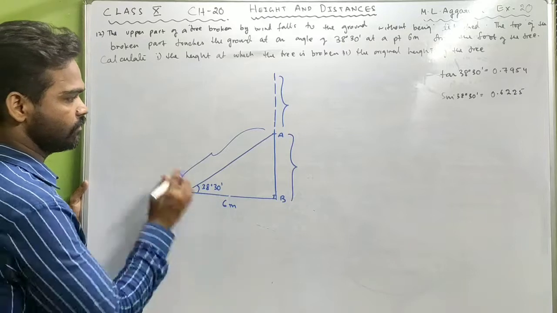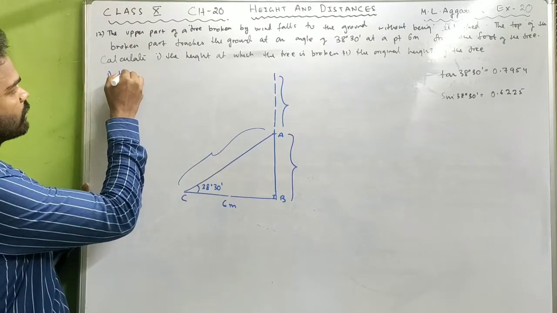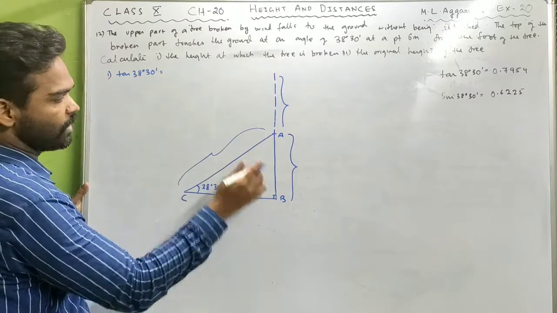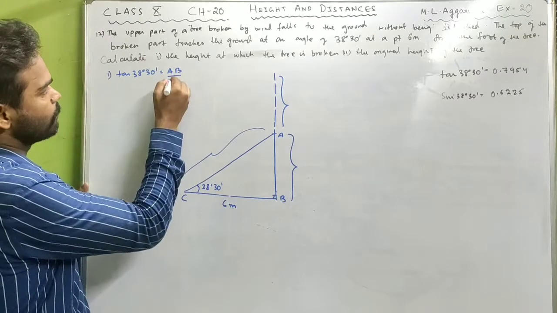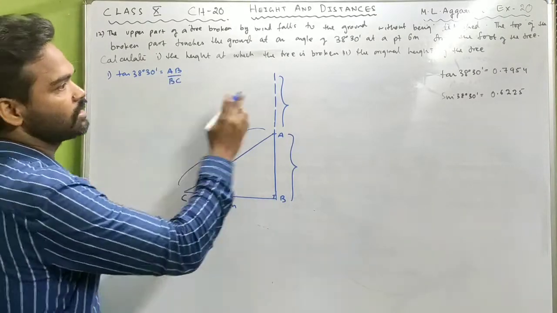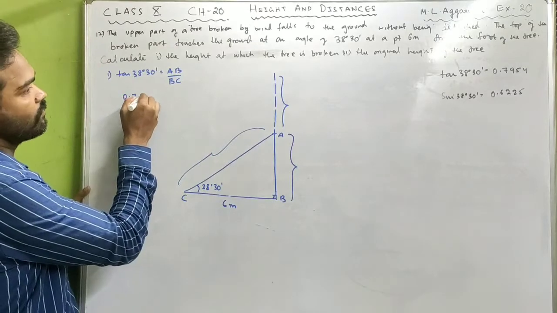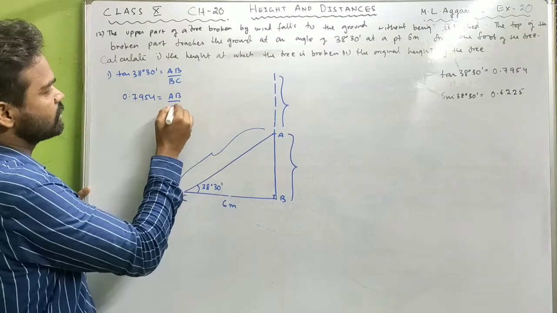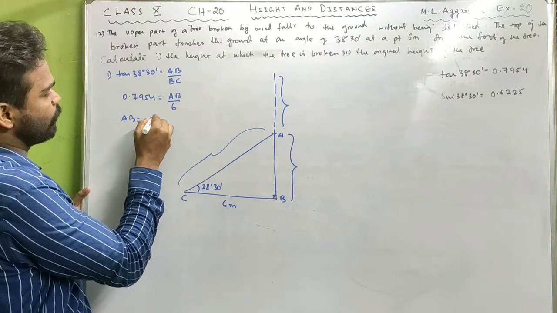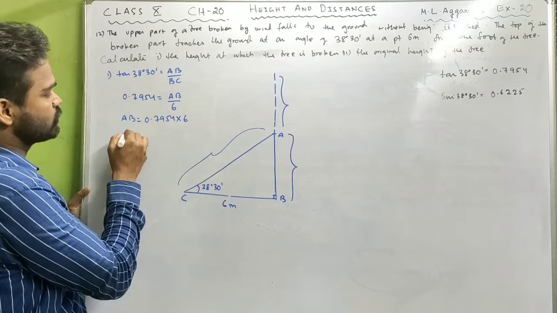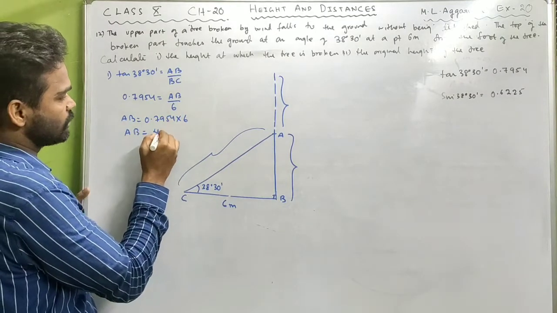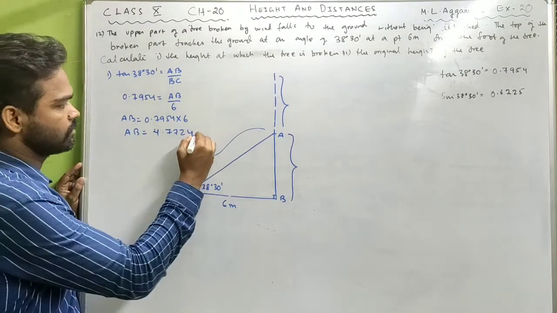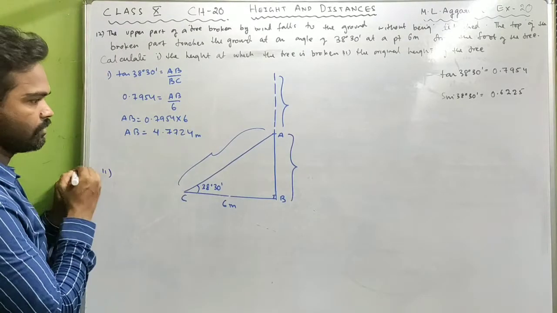Now look carefully. First, tan 38 degrees 30 minutes. Tan is what? Perpendicular by base. Now tan 38 degrees 30 minutes is 0.7954. AB we don't know. BC is 6. So AB is 0.7954 into 6, isn't it? That's 4.7724. Okay, got it?